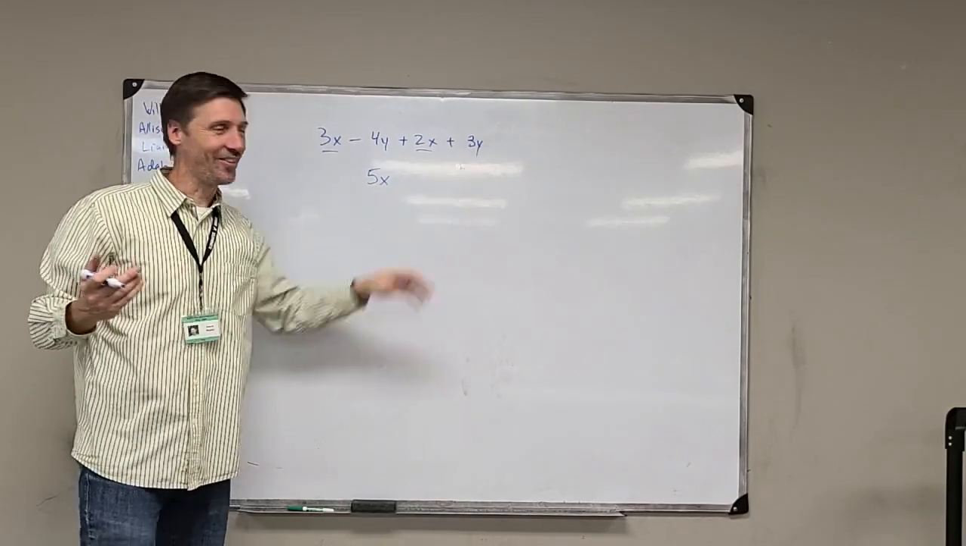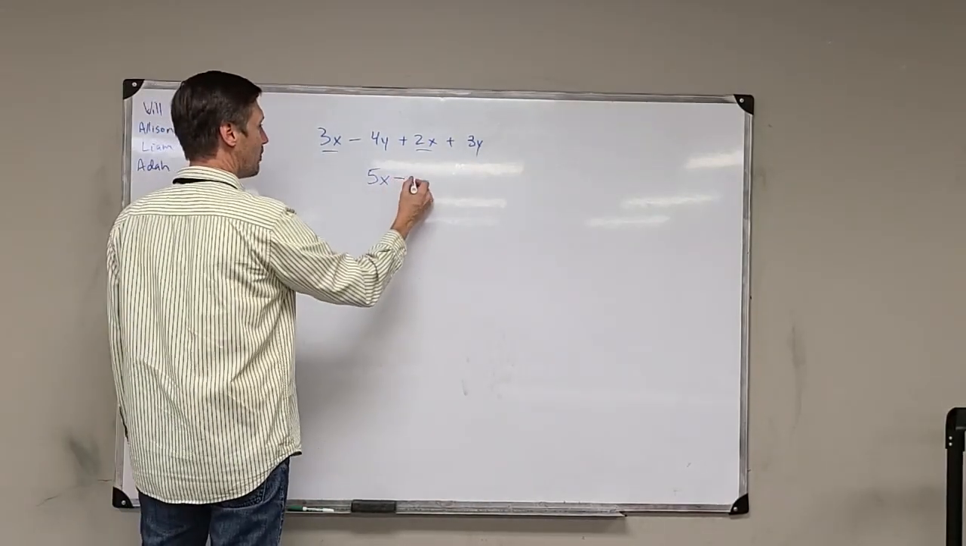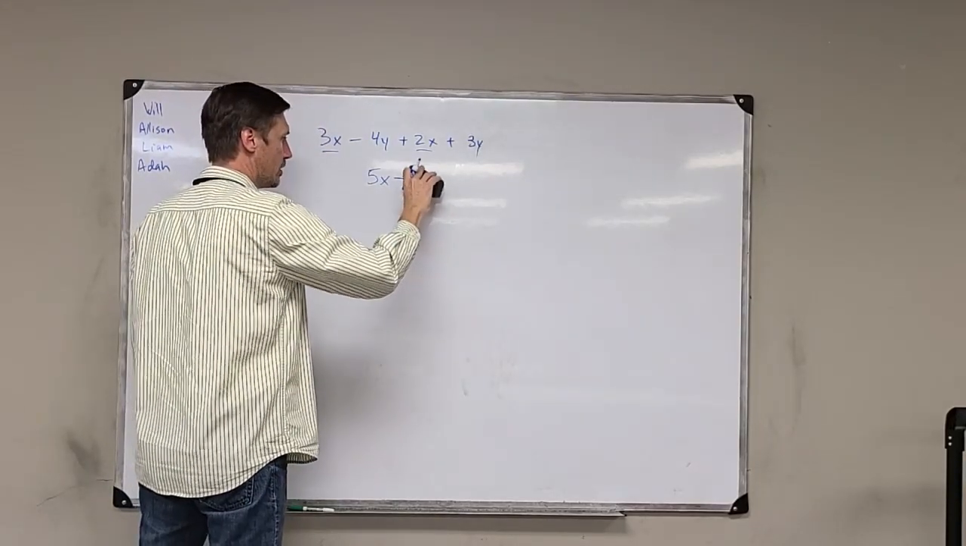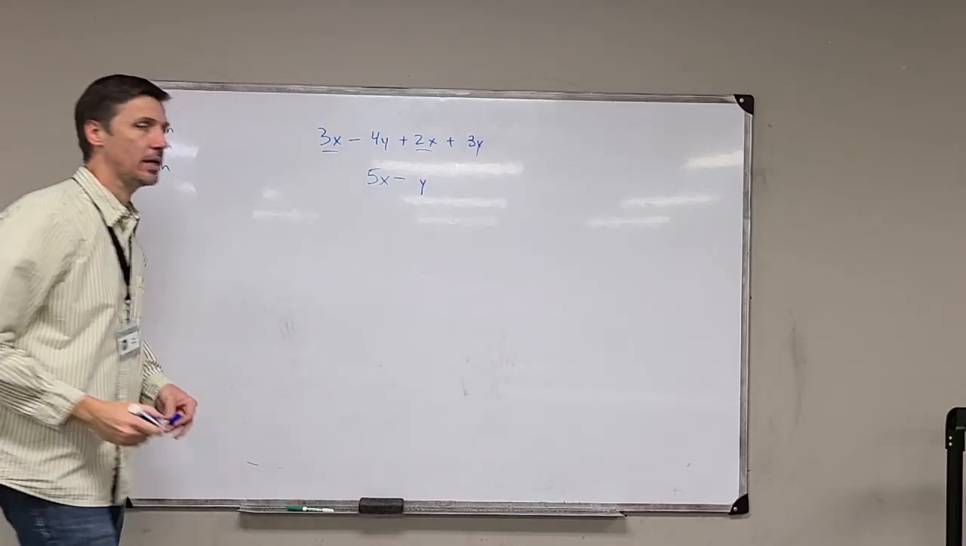Negative 1. Negative 1, right? So we would say negative 1y, but we never write the 1. That's always understood. So we would just write that second term as negative y.